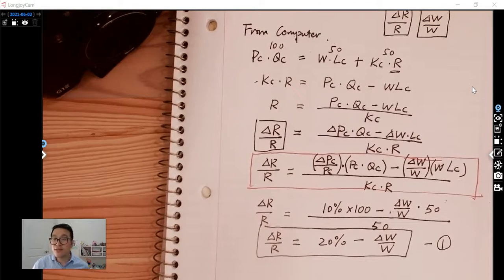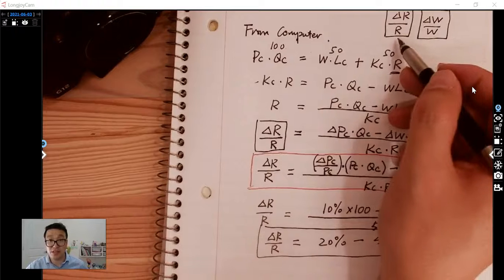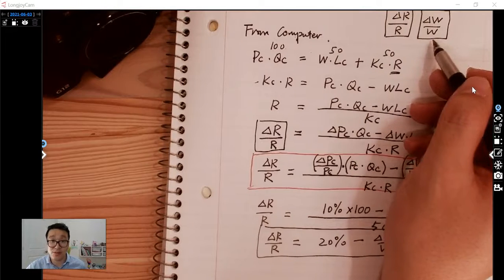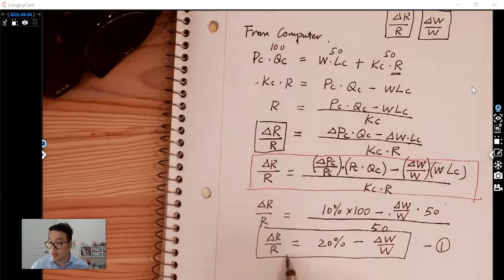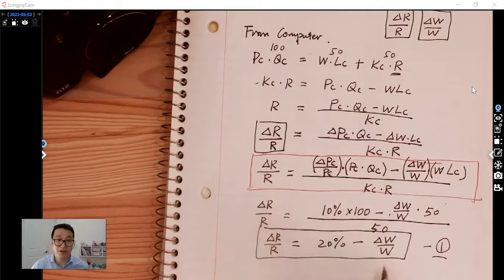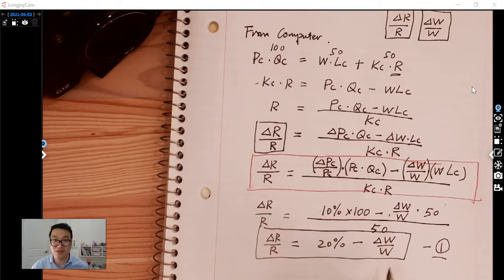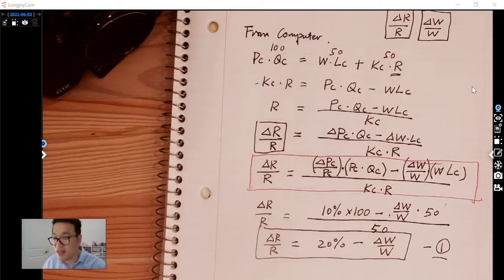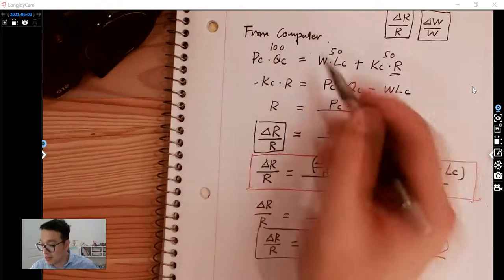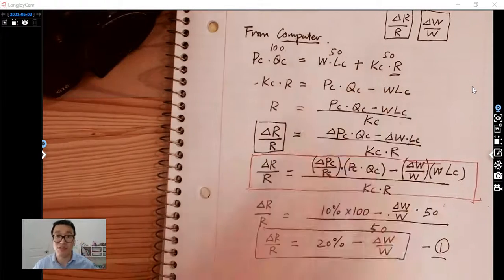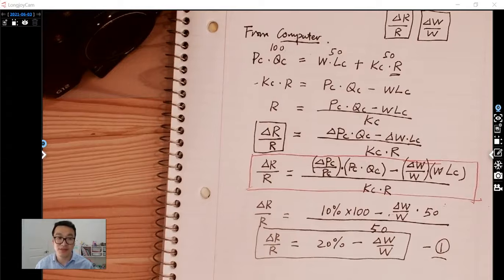Okay, so we are trying to solve both the percentage change in rental and the percentage change in the wage rate, but currently we only have one equation but two unknown variables. We cannot solve two unknown variables with one equation. That's impossible. So we have to have a second equation to make it a two equation, two unknown variables situation, so we can solve both. The first equation is from the computer industry. The other equation is going to come from the shoes industry.